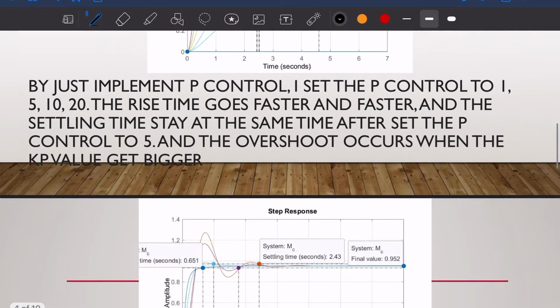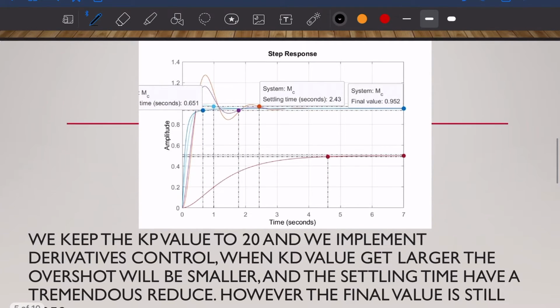If we want to reduce the overshoot, we need to implement the D control, the derivative control. When the KD value gets larger, the overshoot gets smaller and smaller. And the settling time is tremendously reduced, and we can see the final value starts hitting 0.952, which is a good sign because we want to hit exactly 1.